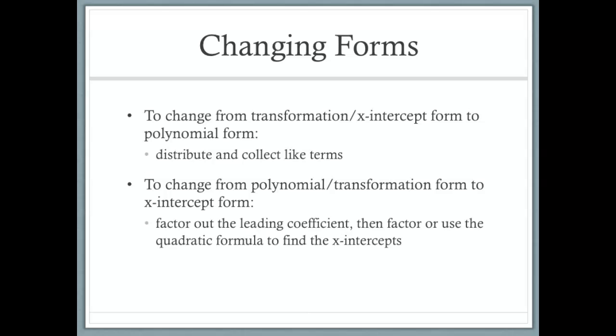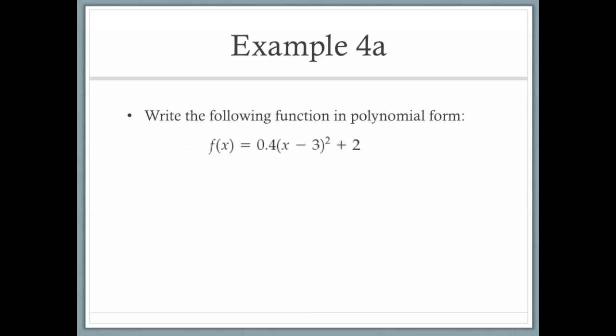Alright, so let's start with putting something into polynomial form. So we have f of x equals 0.4 (x minus 3) squared plus 2. So what we're going to do here is start out by writing out this (x minus 3) squared as (x minus 3)(x minus 3), and then we're going to need to multiply it all out.